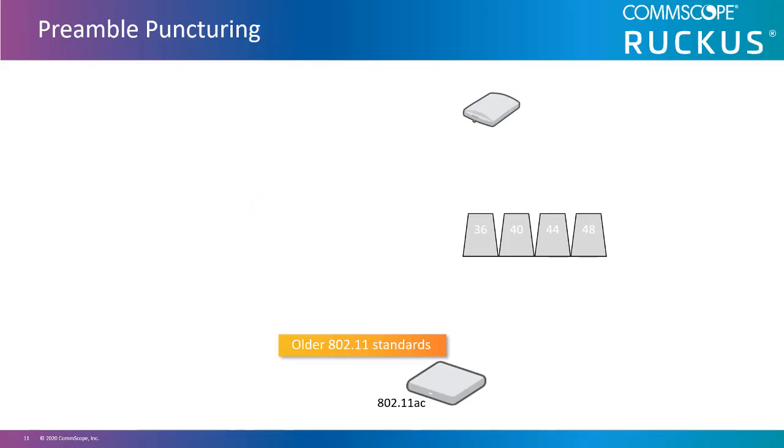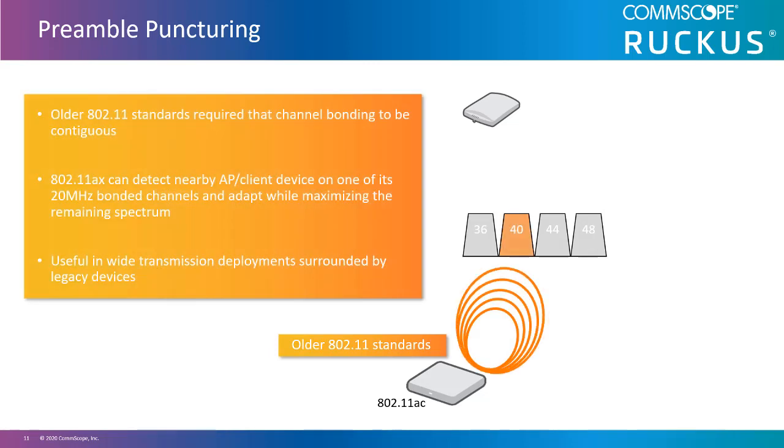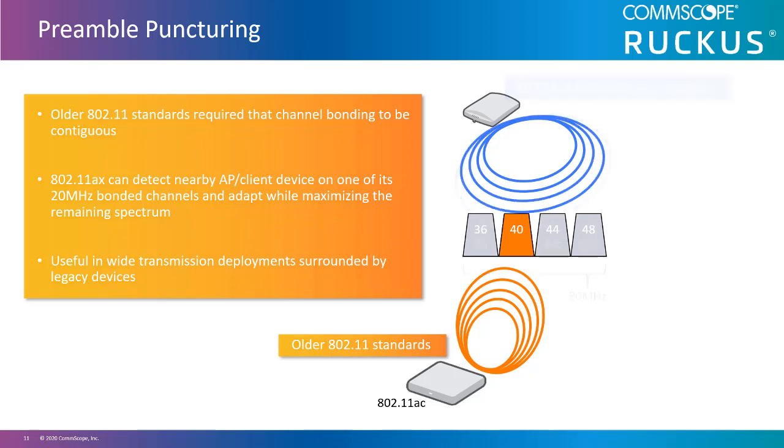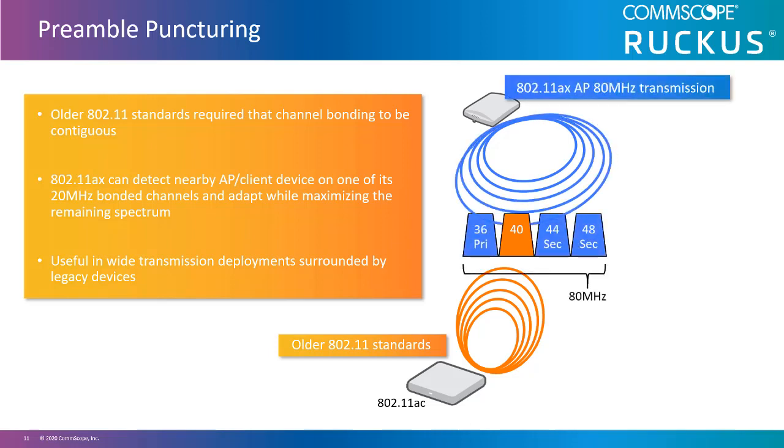Preamble puncturing is an optional capability feature where an 802.11ax AP adapts to nearby APs when utilizing wideband transmissions. One of the biggest hurdles with wideband transmission is that all the 20 MHz that are combined need to be clear for transmission. Prior 802.11 standards required contiguous channels for any transmissions larger than the standard 20 MHz channel width, outside of their options like dynamic channel width selection.